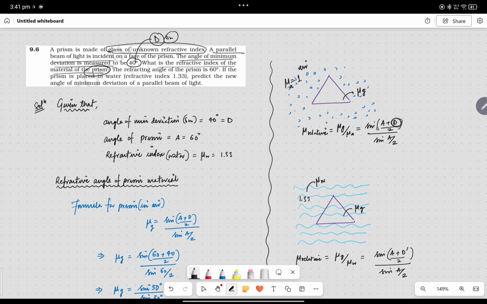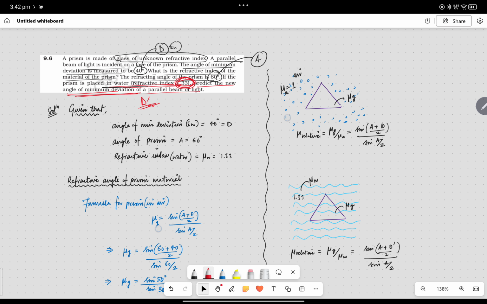This is not given, and all the other things are given, so you can easily find that. And the second thing is the refracting angle of the prism is 60 degrees, that is A is given as 60 degrees. If the prism is placed in water, they have changed the medium from air to water, as you can see here. The refractive index of the water is given. Then predict the new minimum angle of deviation, D min new, for the same parallel beam, right?